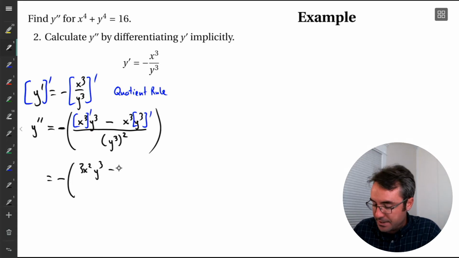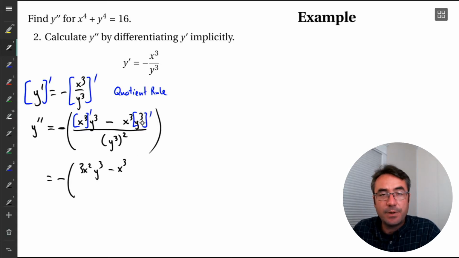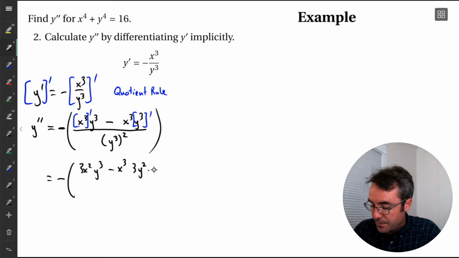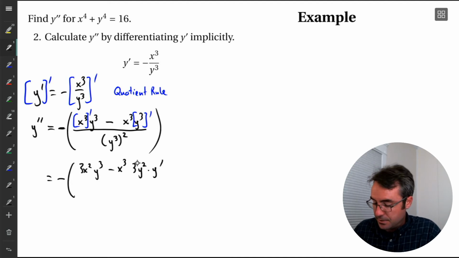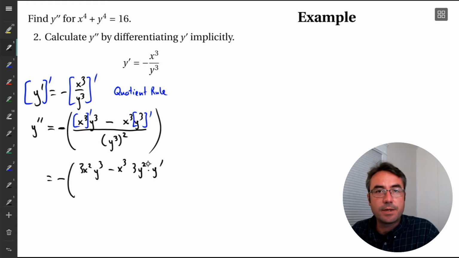Then we have minus x cubed. And then we have this y cubed term that we need to differentiate. So differentiate like usual. We get 3y squared. And then we multiply that by y prime because we're differentiating a y term. So that's the only thing that's important to keep track of here: whenever we differentiate a y term, we multiply the result by y prime.